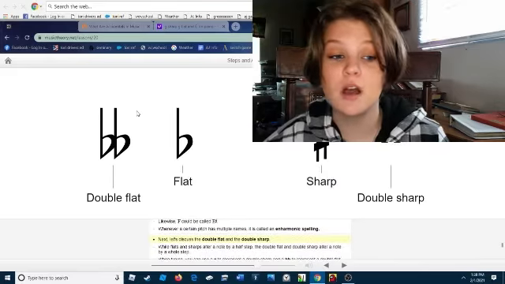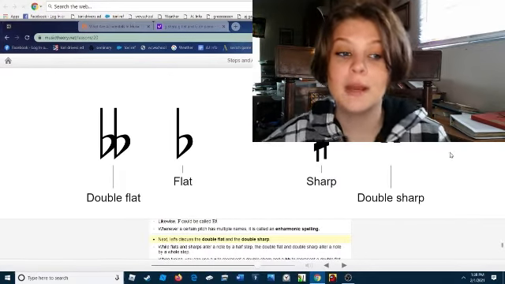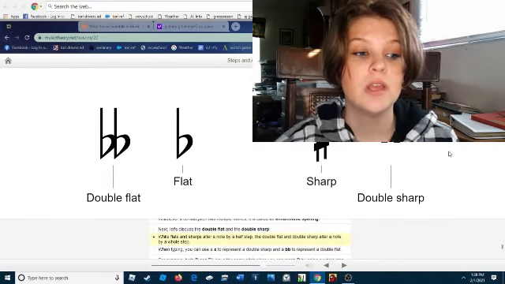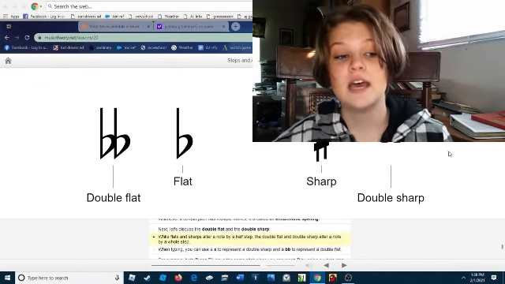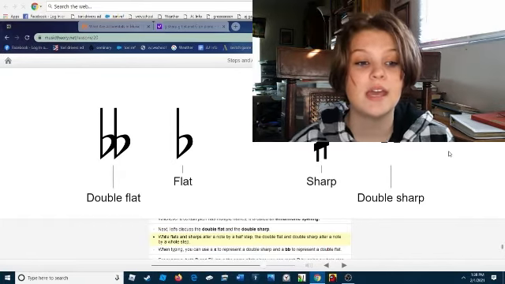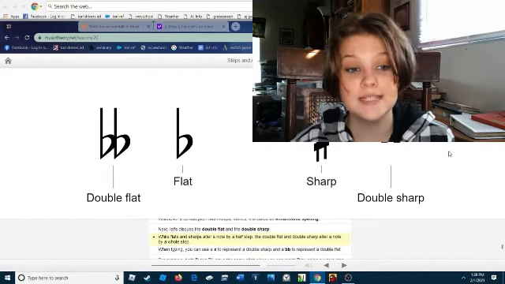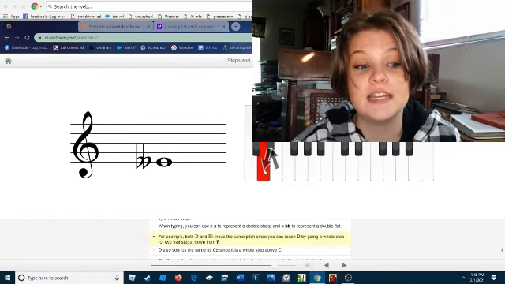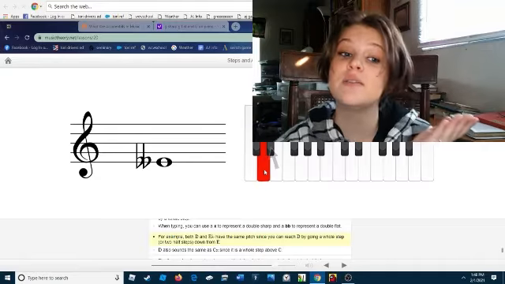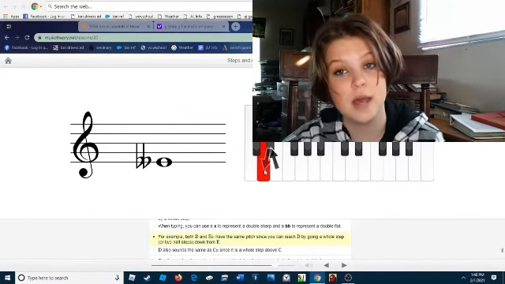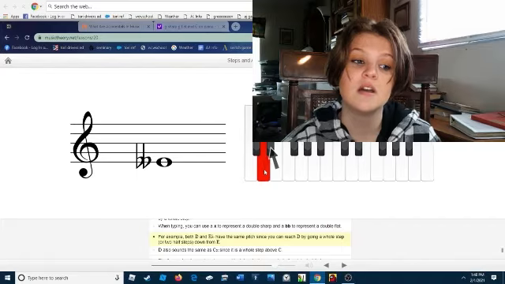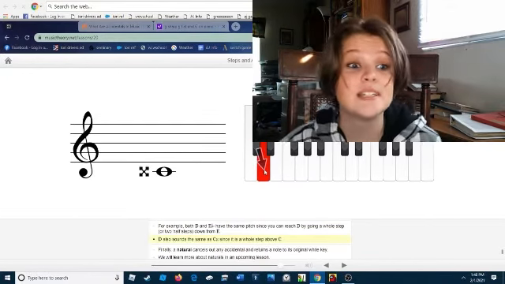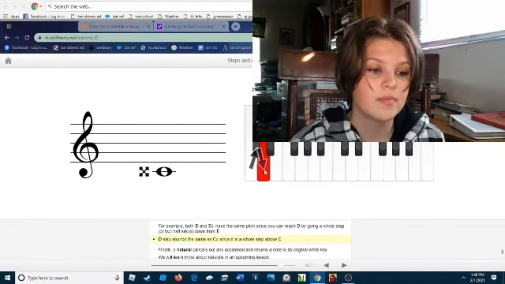While flats and sharps alter a note by a half step, the double flat and double sharp alter a note by a whole step. When typing, you can use an X to represent a double sharp and two lowercase b's to represent a double flat. For example, both D and E double flat have the same pitch, since you can reach D by going a whole step or two half steps down from E. D also sounds the same as C double sharp, since it is a whole step above C.